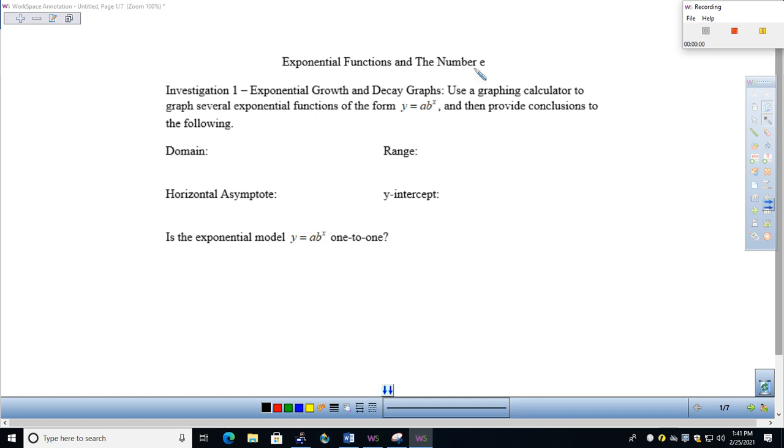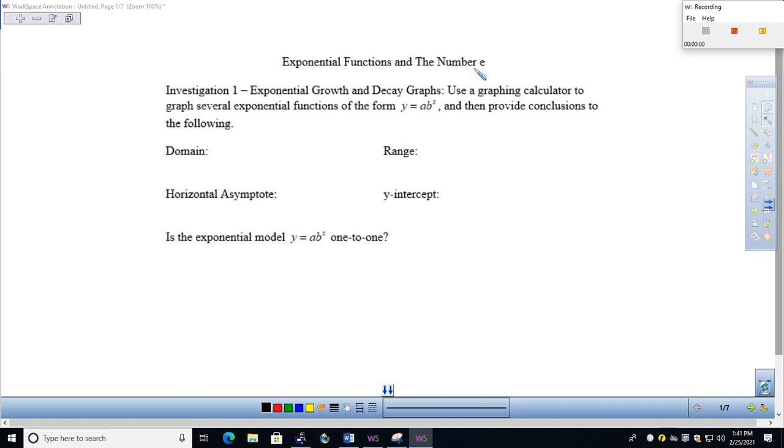So I do need you to grab your graphing calculators. If you can do that right away, we'll start with the investigation 1 on your paper. And it says exponential growth and decay graphs. Use a graphing calculator to graph several exponential functions of the form y equals a times b to the x, and then provide conclusions to the following.